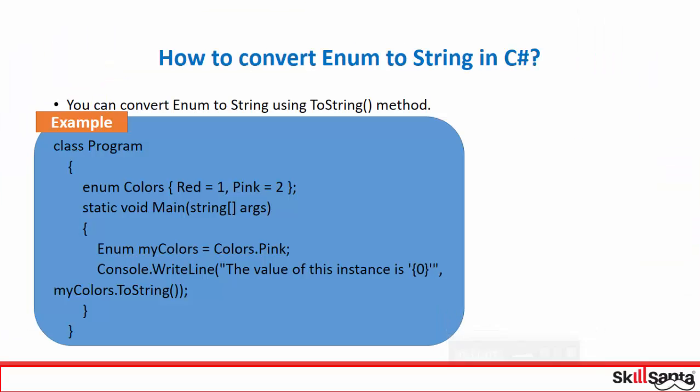So how to convert enumeration to string in C#. This is another example using the toString method. We are converting an enumeration value to string type. Here the enum is Color, Red value is 1 and Pink is 2. Here I assign a variable myColor and convert that value to string by using toString. Here I show the example of this one.